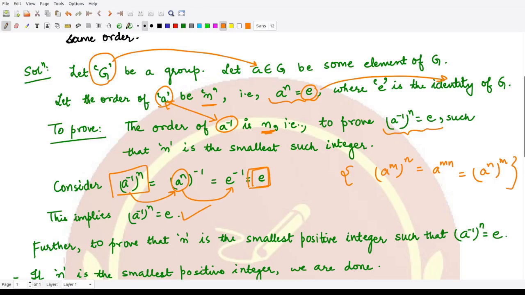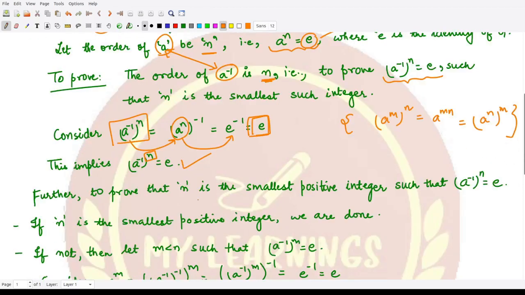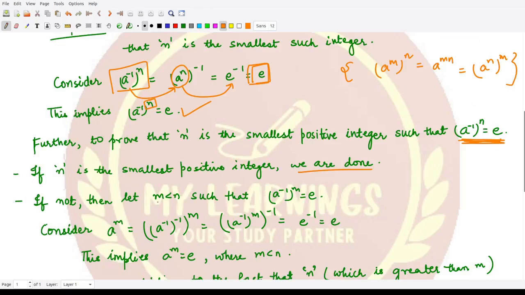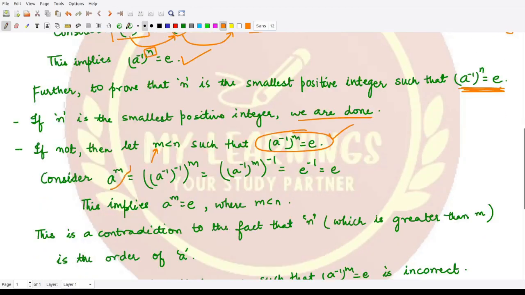Now we have to show that this n is the smallest positive integer such that we obtain this condition. If n is the smallest positive integer of the kind, then we are done with the proof. If it is not, that means there would exist some other integer that satisfies this condition. Let's call that integer m. This integer m is less than n and it satisfies this property. So if we consider a raised to power m, you can write a as the inverse of its inverse. There is no issue, that is what I have done over here.